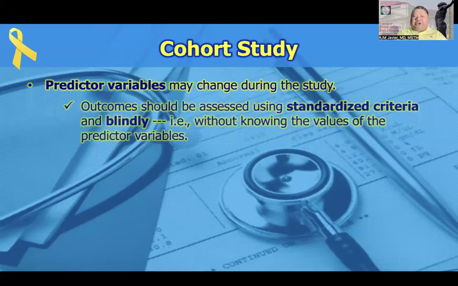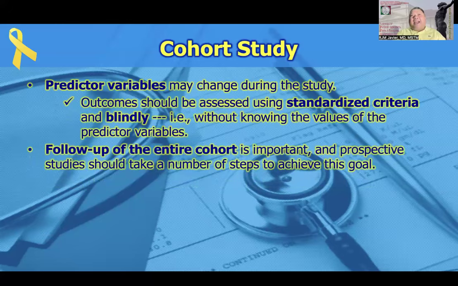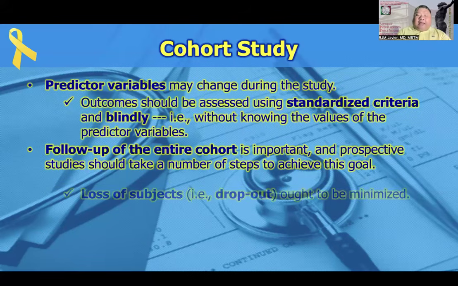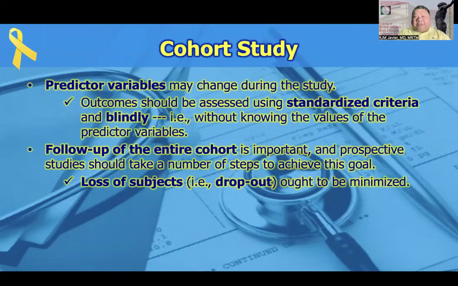Predictor variables may change during the study, and so the concept of using standardized criteria and employing blinding is something that you will also need to learn when we deal with cohort studies. But again, we will reserve the discussion on blinding processes for future discussions. As I mentioned, follow-up is very important. And because this is prospective in nature, especially your concurrent cohort, attrition rate may be seen in patients, especially if the period of observation would require several years.